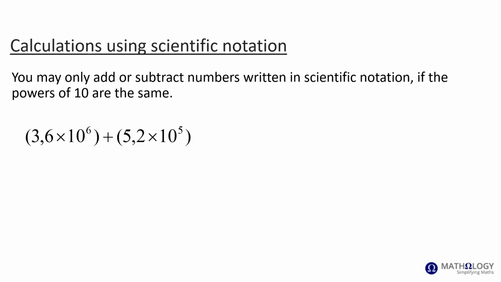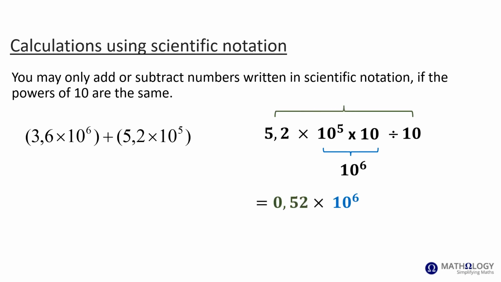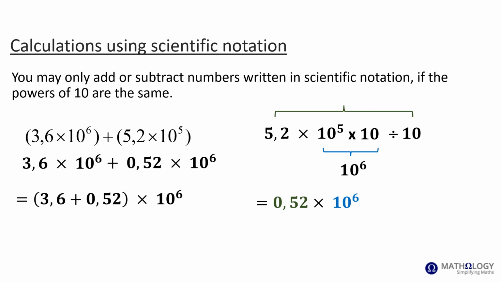Of course, we could have also expressed 5.2 times 10 to the 5 as a power of 10 to the 6, by first multiplying the number by 10, and then dividing by 10. 10 to the 5 times 10 equals 10 to the 6, and 5.2 divided by 10 equals 0.52. 5.2 times 10 to the 5 therefore equals 0.52 times 10 to the 6. We can now add 3.6 times 10 to the 6 and 0.52 times 10 to the 6, to get 4.12 times 10 to the 6.